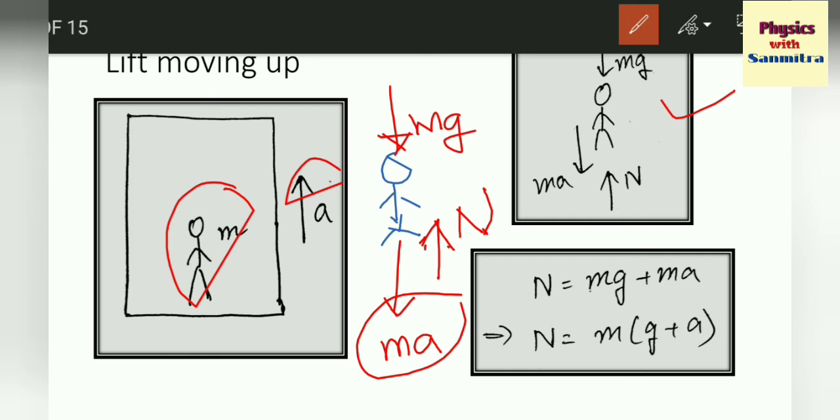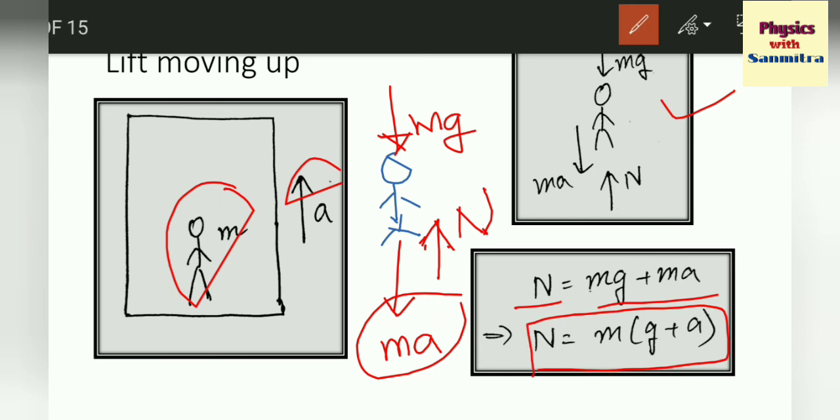Okay. Now this is N, this is mg, and this is ma. So N is upward and mg plus ma is downward. So N is equal to mg plus ma. So N is equal to m of g plus a. That is the weight you will be feeling.